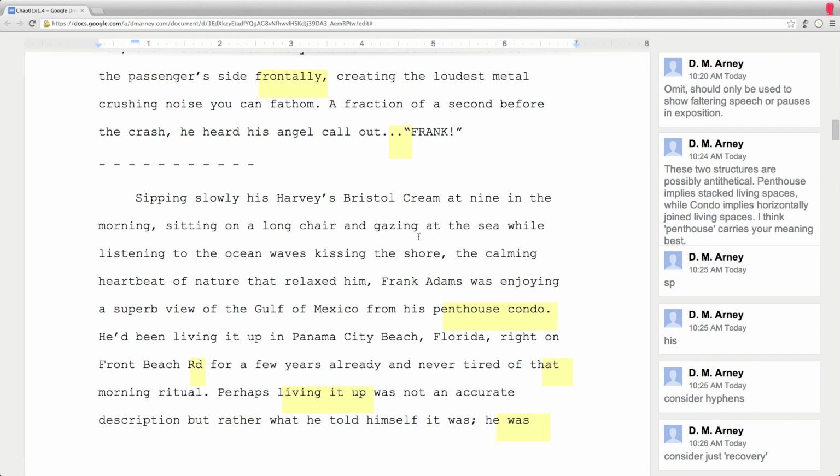And actually, if you notice grammatically, this is very good as well. The whole sentence could be reversed. Frank Adams was enjoying a superb view of the Gulf of Mexico from his penthouse, sipping slowly his Harvey's Bristol cream at 9 in the morning, sitting on a long chair and gazing at the sea while listening to the ocean waves kissing the shore, the calming heartbeat of nature that relaxed him, period. So that's how you know if you're working with a lot of independent clauses, if you can switch the order of them and not lose the meaning, you're probably going to be grammatically correct. Although, again, trust your copy editor to help you make those slight things.